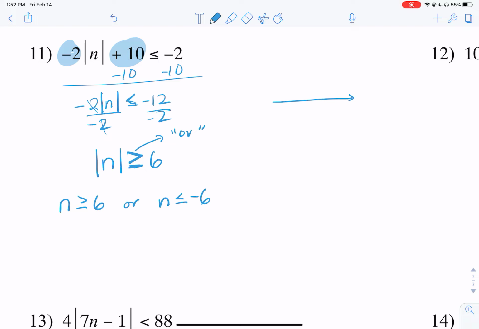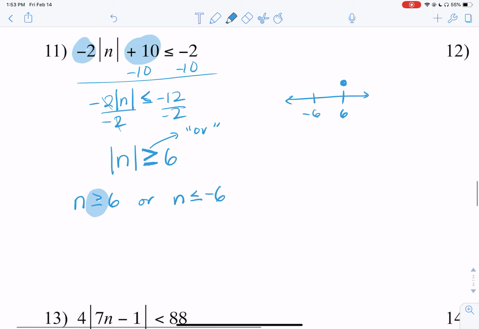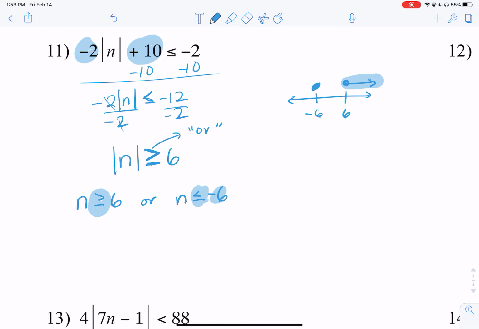So as a number line, as a graph, -6, +6 would be in that order. Above the +6, we would have a closed circle, again, because of the equal sign, and the inequality is pointing to the right, greater than. And for the -6, this is also going to have a closed circle, but that's less than, it's pointing to the left, so it would be pointing in the opposite direction. So again, this is an example of an OR compound inequality.